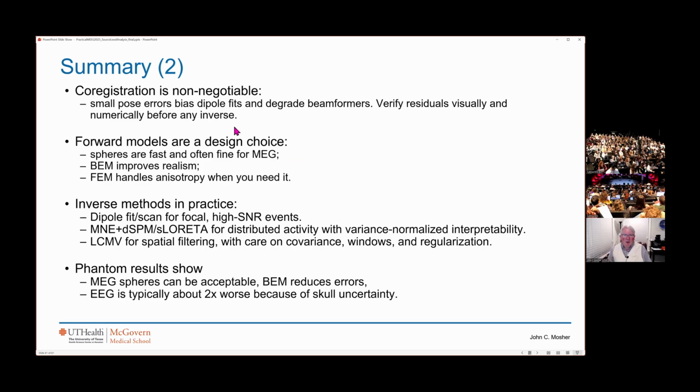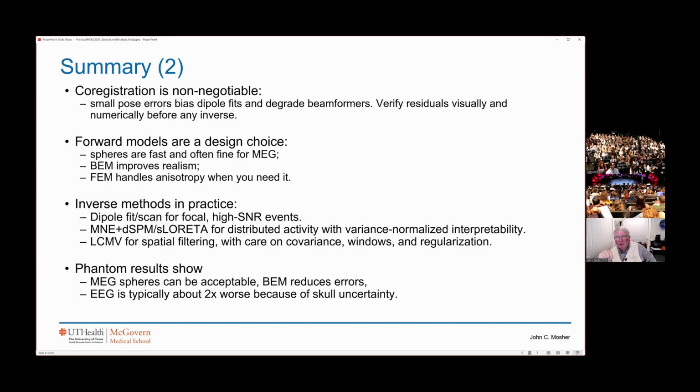Co-registration is very important. You've got to get the registration right. We see a number of times where the co-registration is just wrong, and then we can't use the data. But the forward models are your design choice. You have to decide really what you can tolerate, both in the complexity, simplicity, and time.